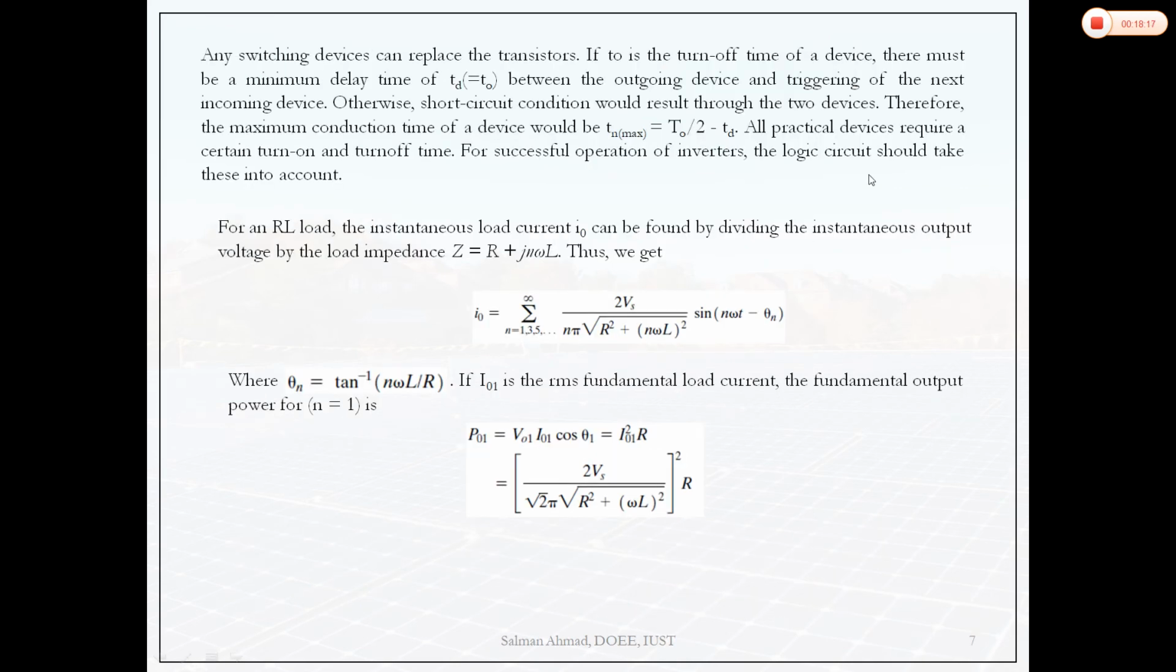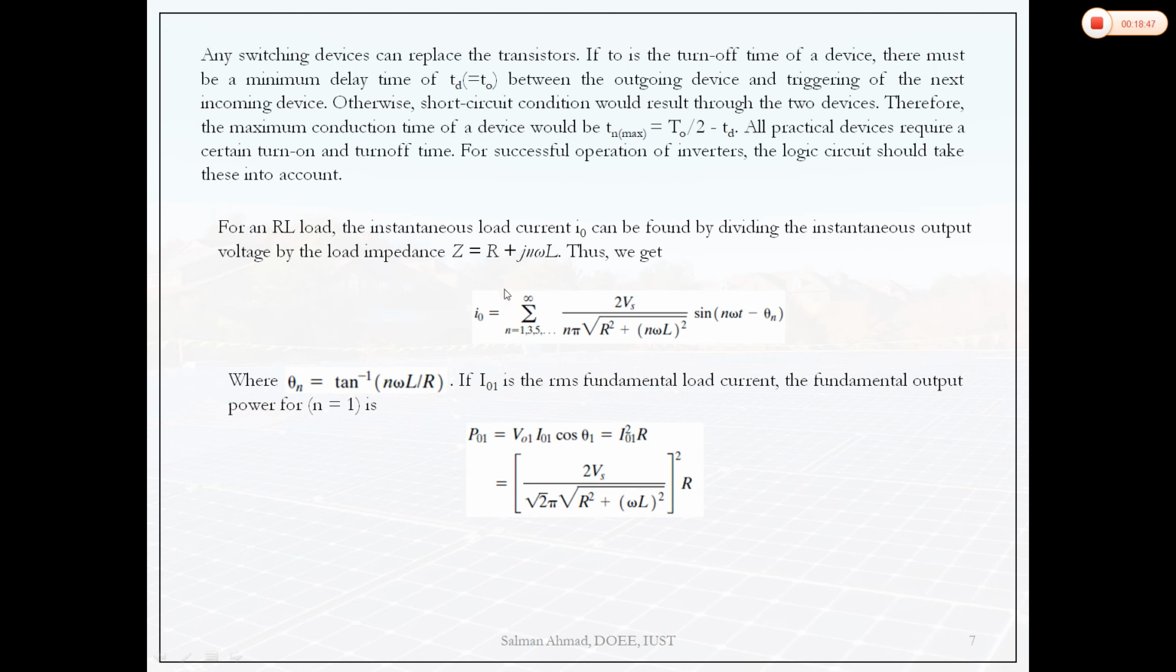Similarly, for an RL load, we can write the impedance value, that is R plus j n omega L. The impedance for different harmonic components will be different. For example, the impedance for the fundamental component will be R plus j omega L. For the third harmonic component, the impedance will be R plus j3 omega L. For the fifth harmonic, Z is equal to R plus j5 omega L.